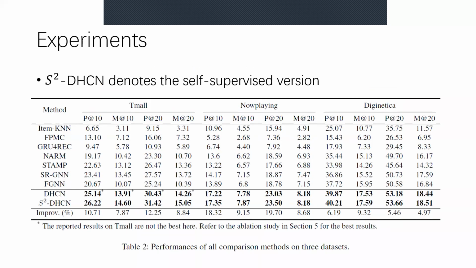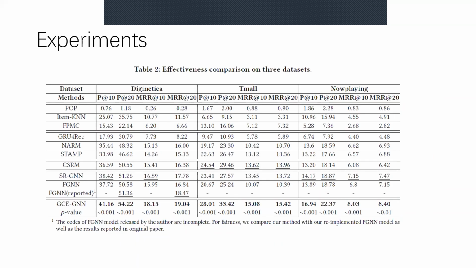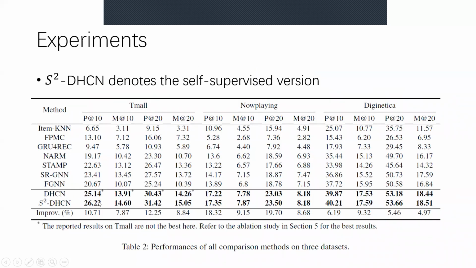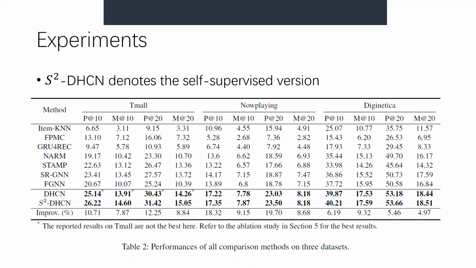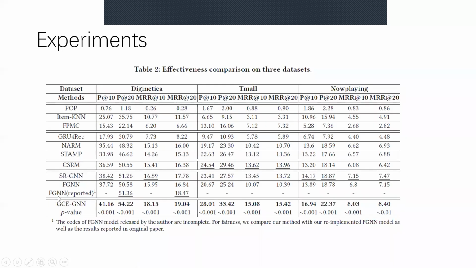Like for Diginetica, this one is 40, and this one is 41. For Tmall it is 28, and 26. For Yoochoose it is 16, and this one is 17. So indeed, these hypergraph methods do not outperform the GCE methods.